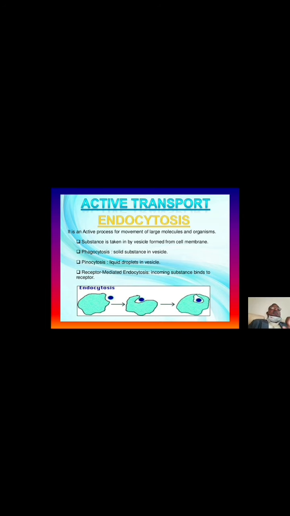Endocytosis is an active process for movement of large molecules and organisms. First, the substance is taken in by vesicles formed from cell membranes, like phagocytosis, solid substances in vesicles, and pinocytosis, liquid droplets in vesicles. Next, receptor mediated endocytosis, where incoming substances bind to the receptors. Just you can see in the diagram very clearly.